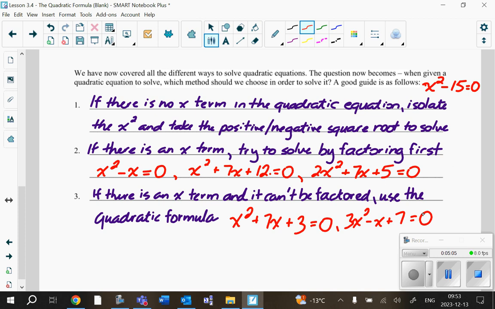So run those through your head. Look for the x term first. If you don't see one, number 1. If you see one, numbers 2 or 3.